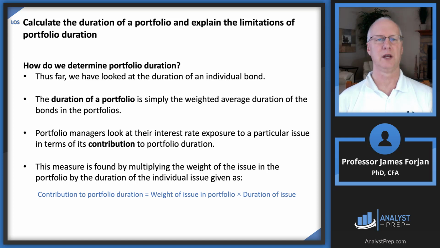This is an easy LOS. Calculate the duration of a portfolio. This is going to be a weighted average. So look all the way to the bottom. There's the formula. We're just going to take the weighted average. So we take the weight in one particular bond, and we multiply that by the duration. And so portfolio duration is just a weighted average, just like the beta of an equity portfolio is a weighted average.